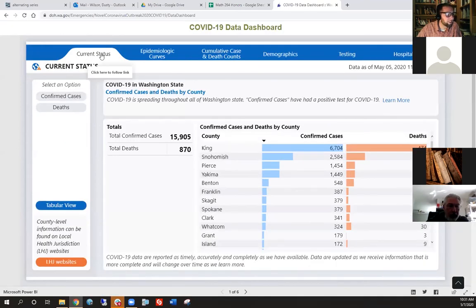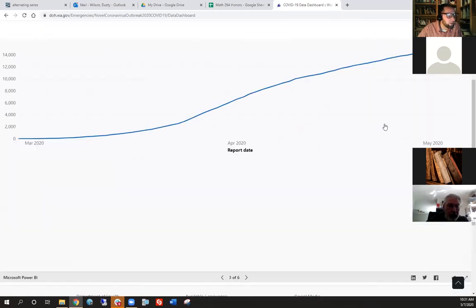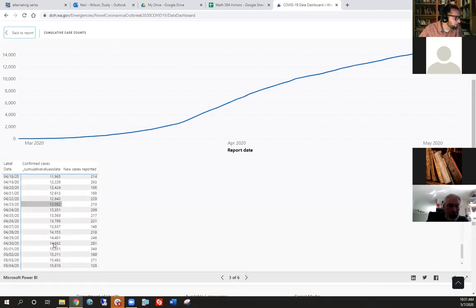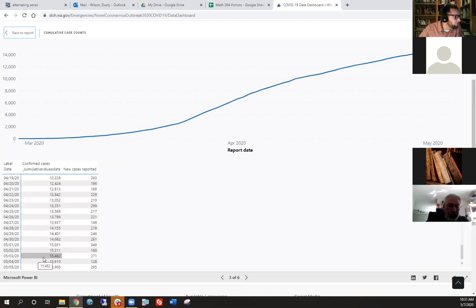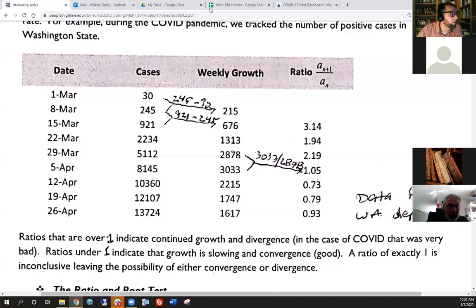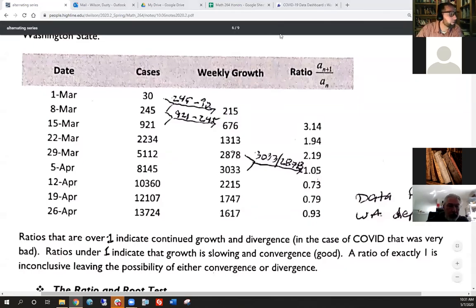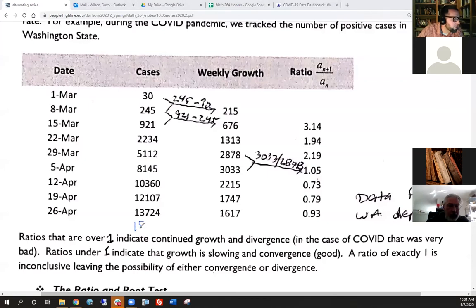Current status. Where was it? Does anybody see it by the dates? Aha, this is the one. Sweet. They changed the website for those of you that haven't been a part of it. So, 5.3. I don't know if you can read this. 15,482. That's what it was on 5.3. So let's go back to our notes and see what happens. I just wrote it down, 15,482. That's how many cases there were on 5.3.